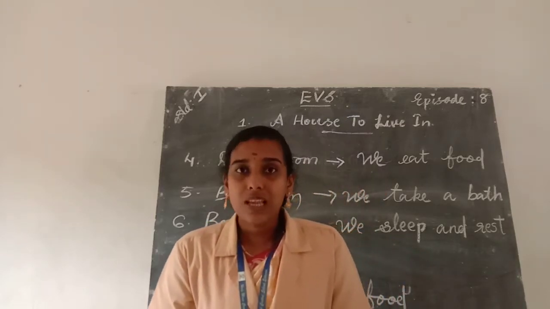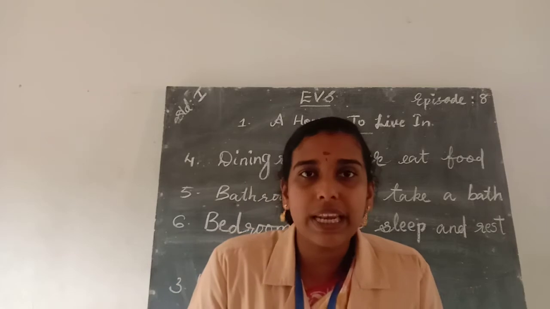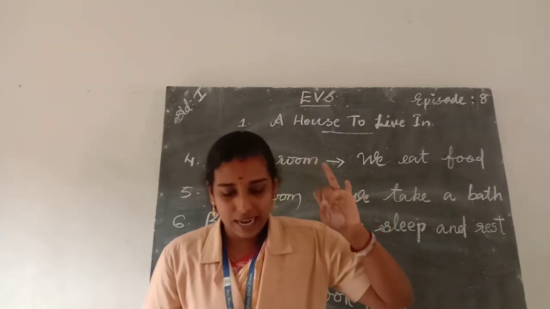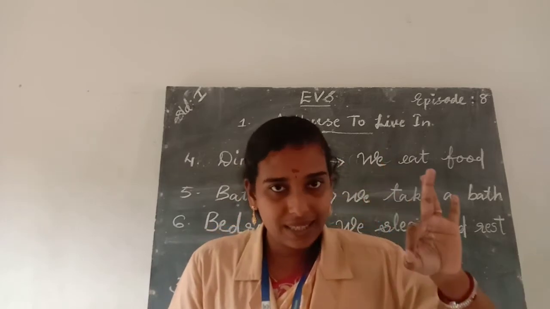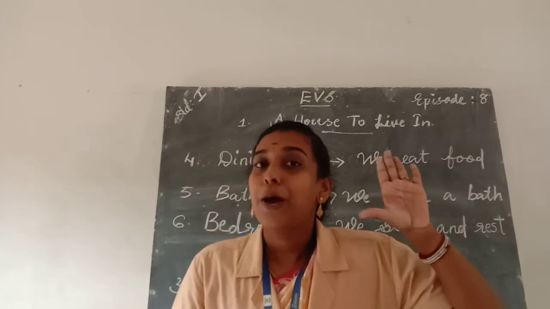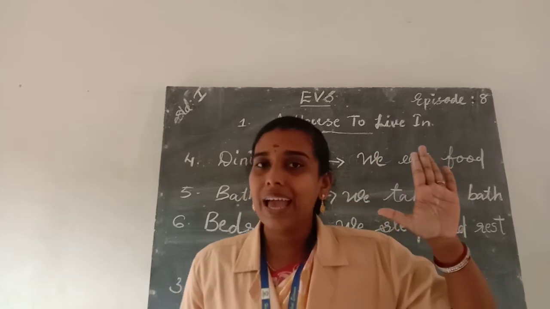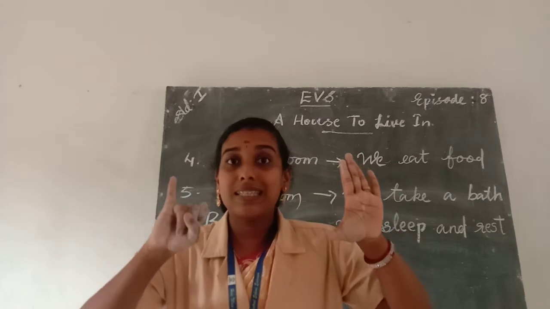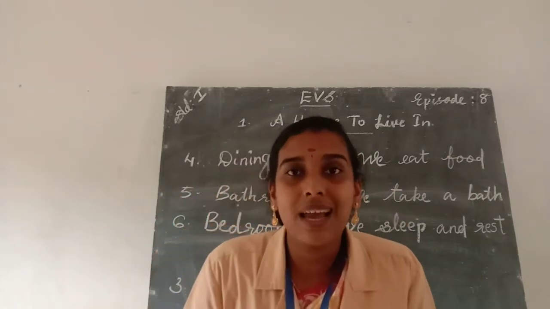So, what are the different types of rooms in a house? Drawing room, study room, kitchen, dining room, then bathroom, and bedroom. These are the 6 types of rooms in a house.